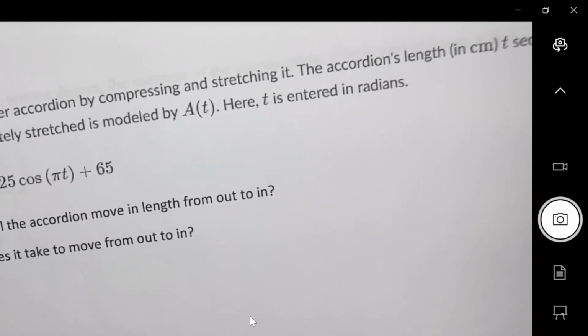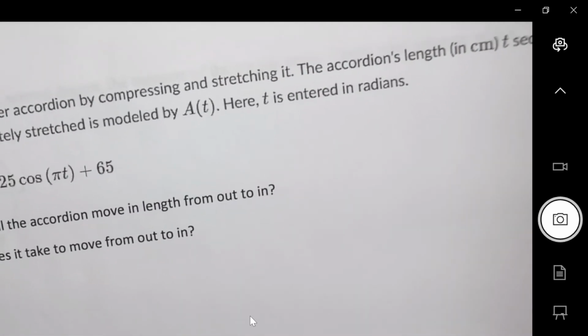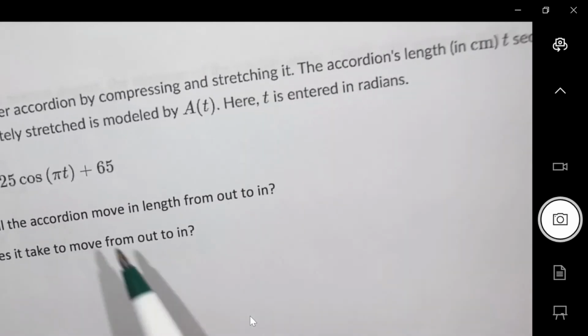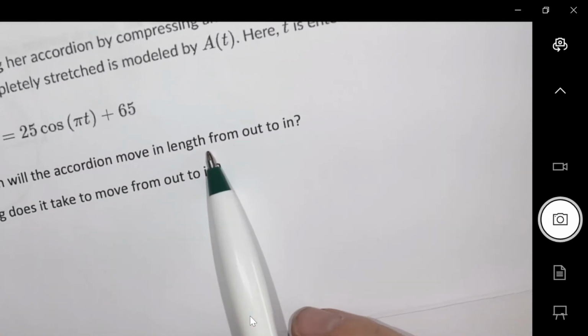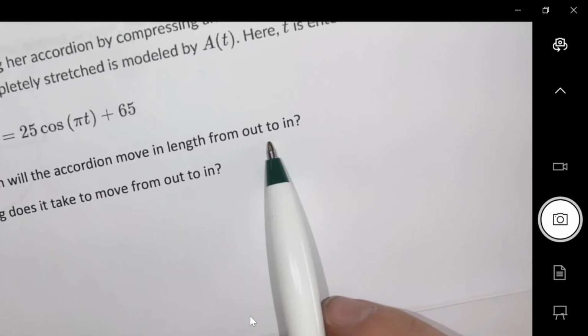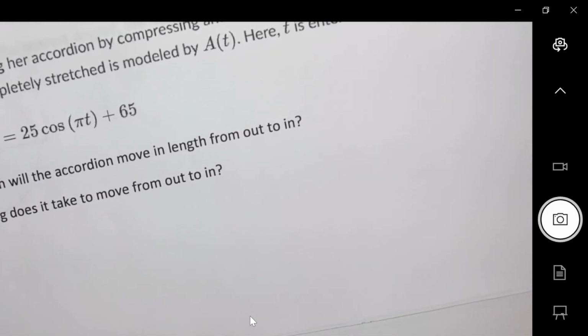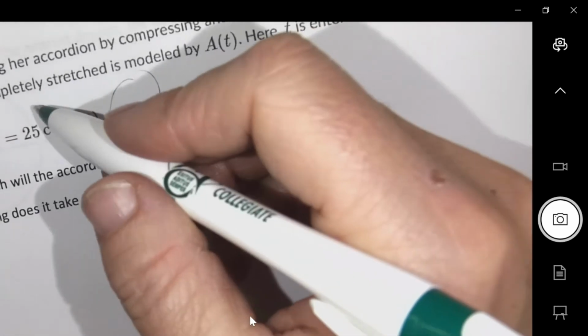Lena's playing an accordion. Do we know what an accordion looks like? It's like that thing you put on and then you squish in and out. Remember that instrument? Okay, so we have the length of the accordion and what else we got? Length and seconds. How much will the accordion move in length from going out to in? Okay, so let's talk about these numbers.